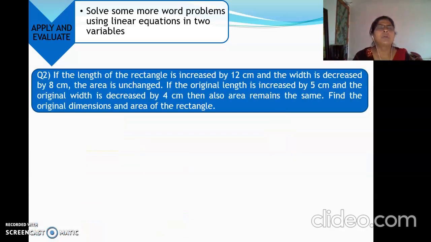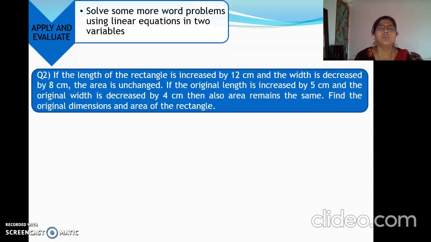Now let's come to question number 2. If the length of a rectangle is increased by 12 cm and the width is decreased by 8 cm, the area is unchanged. If the original length is increased by 5 cm and the original width is decreased by 4 cm, then also the area remains the same. Find the original dimensions and area of the rectangle. So in this given situation, we can understand that the situation is about the dimensions of the rectangle, that is the length and breadth of the rectangle.